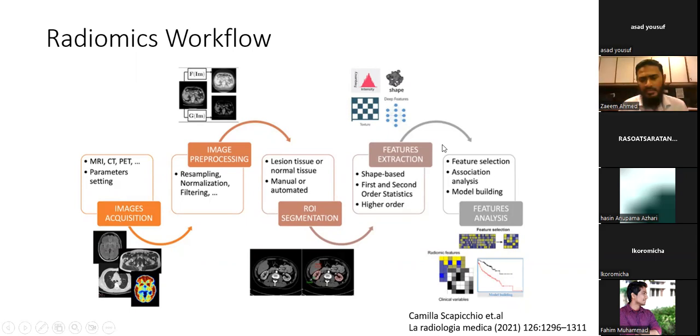The next step is the correlation of the extracted radiomic features with the clinical information we have. Once we correlate all the radiomic features with the clinical information, statistical analysis helps us separate the specific or significant radiomic features from the rest. Those features would be helpful in detection, characterization, or any clinical application. So this is basically the workflow of radiomics.